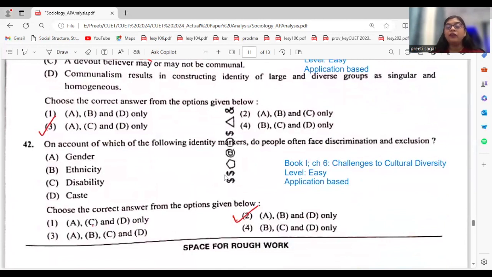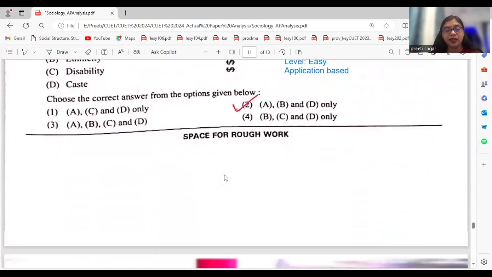On account of which of the following identity markers do people often face discrimination and exclusion? Gender, ethnicity, disability, caste. So it is gender, ethnicity, and caste. So ABD is the right answer. Option 2 is the correct answer.